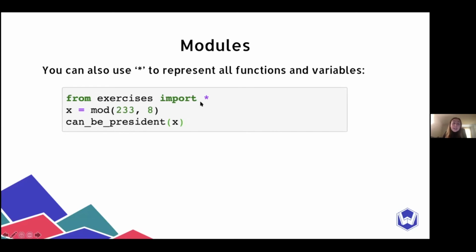And then finally, if you want to import all of the functions or all of the variables that are in a different file, you can say from exercises import star. The star just means anything and everything, and I can still reference this function that we just named, can_be_president, without including the exercises preface.